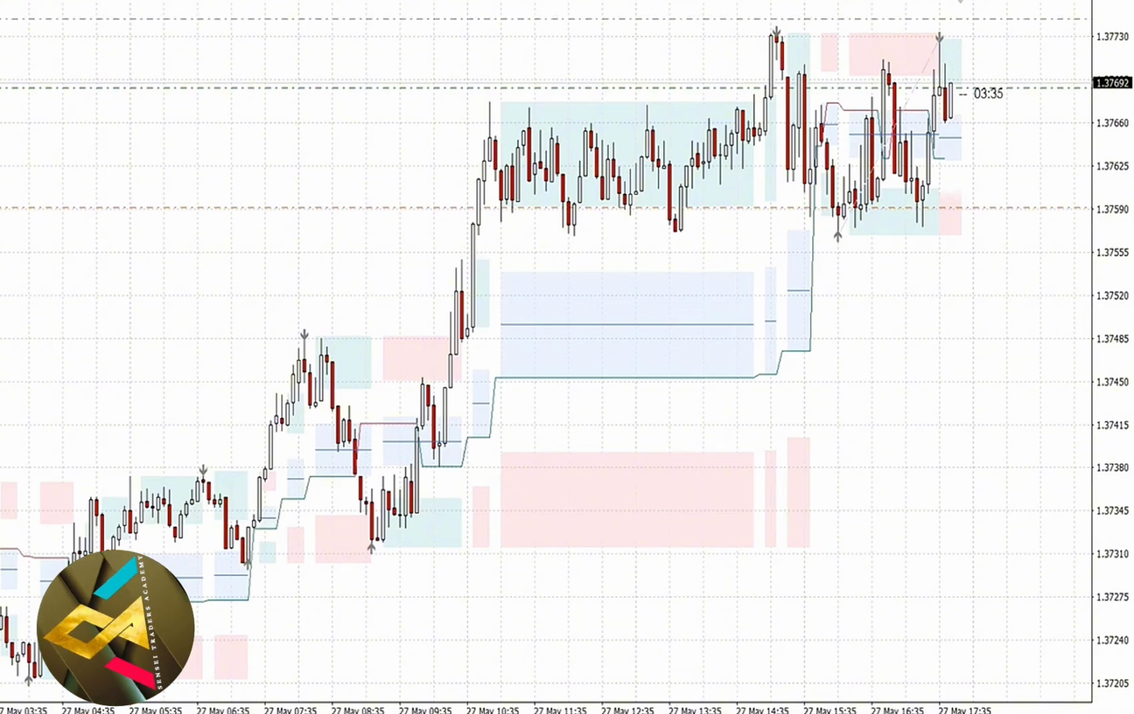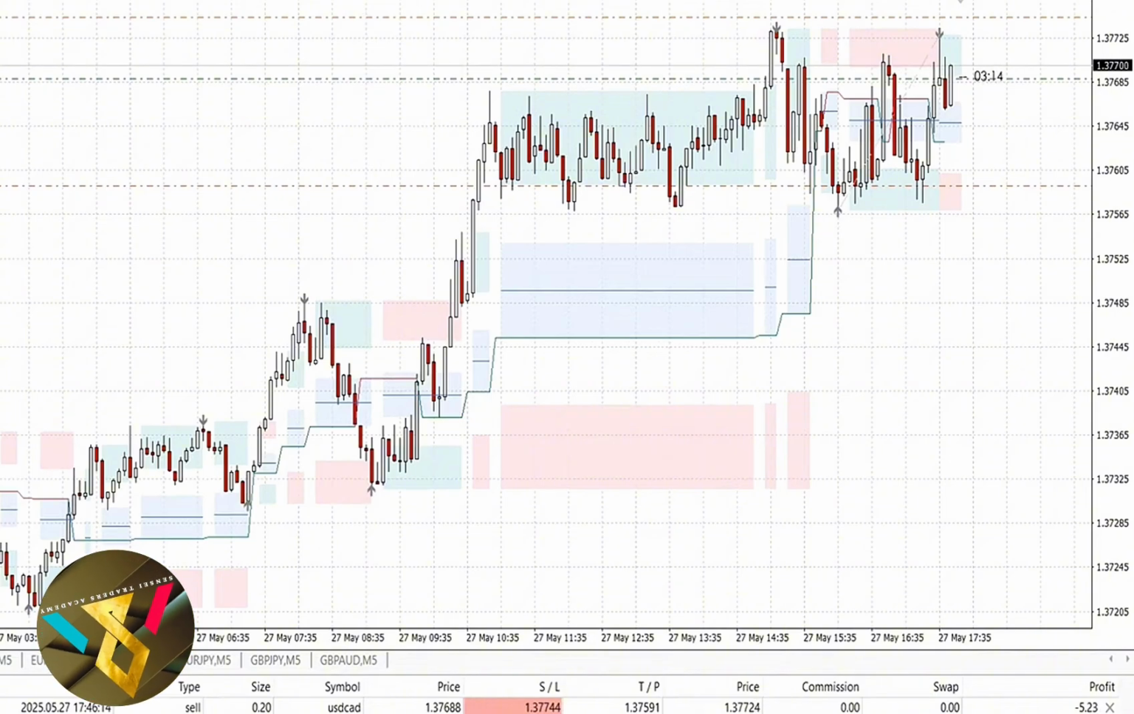Alright traders, let's now break down how to use this Fibonacci trailing stop indicator step by step so you can apply it confidently in your own trading.